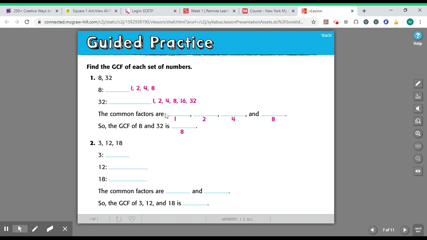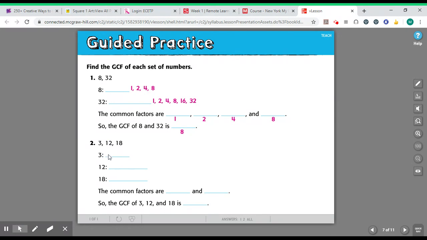The common factors, okay, you would circle them together. 1 and 1 are the same, 2 and 2 are the same, 4 and 4, 8 and 8, and that's it. So the common factors are 1, 2, 4, and 8. The greatest of these four numbers is obviously going to be 8. Okay, let's do one more example. Number 2, 3, 12, and 18.